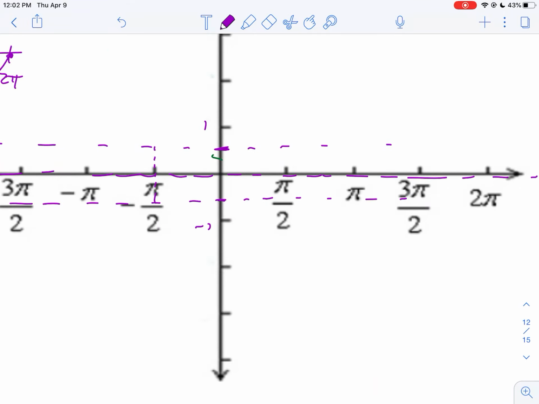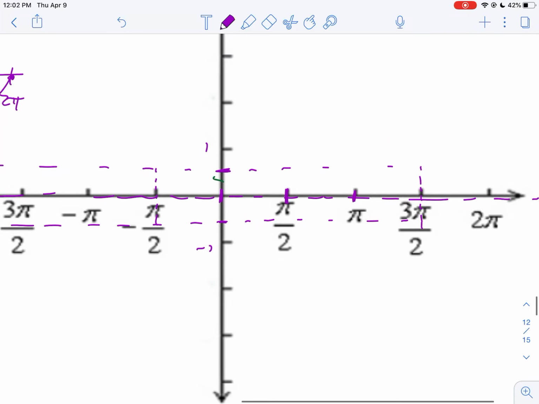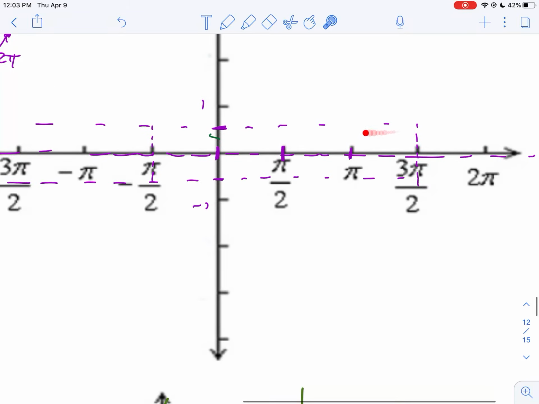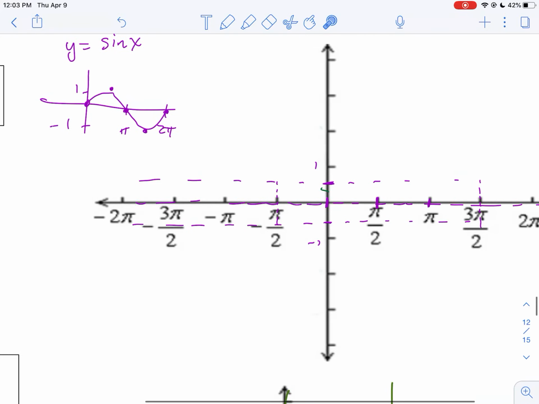Now, my period's 2 pi, but it's shifted left pi over 2. So I'm going to make a little box here. Shifted left pi over 2, instead of going from 0 to 2 pi, it's now going to go from pi over 2 to 3 pi over 2. The trick from here is to cut that space in half, and then each of those spaces in half from there. Just like I made this little graph here, we're going to do the same thing in this little rectangle. Do you see the rectangle?